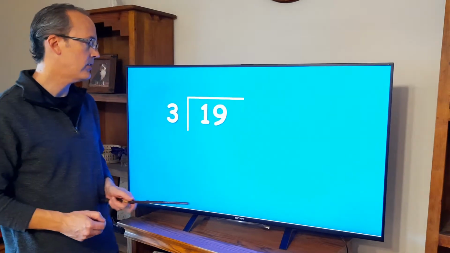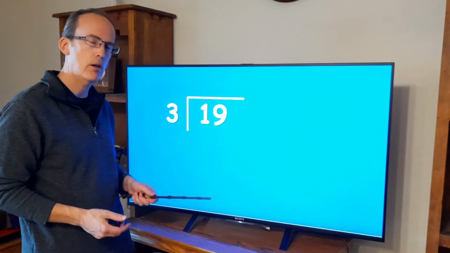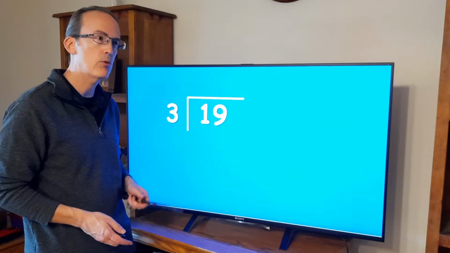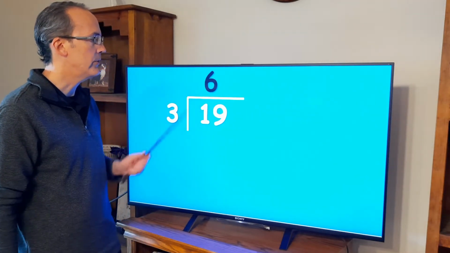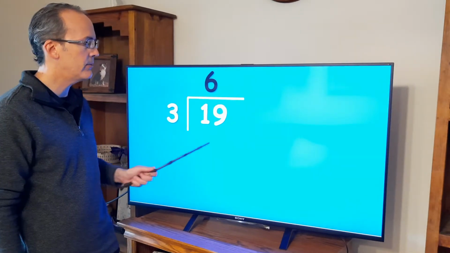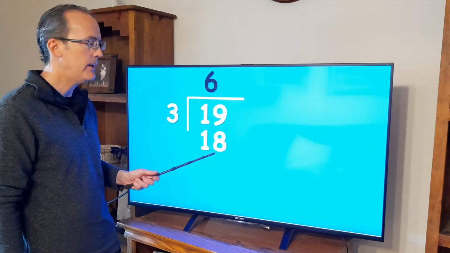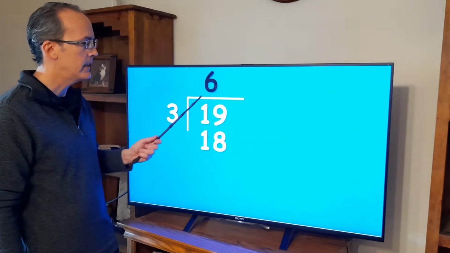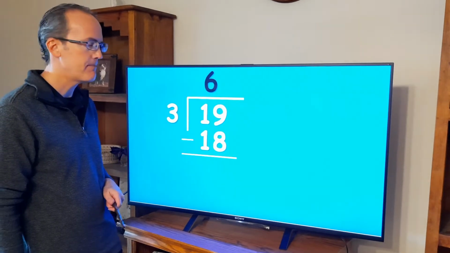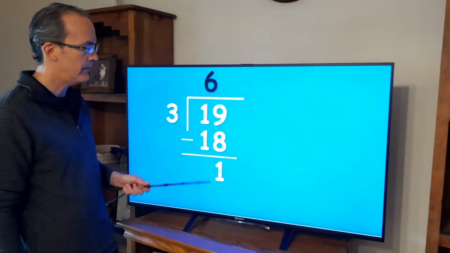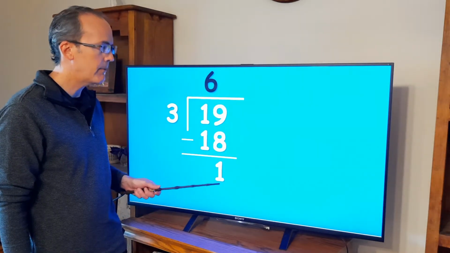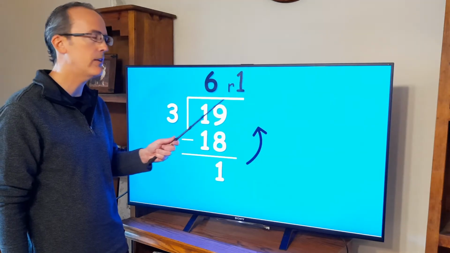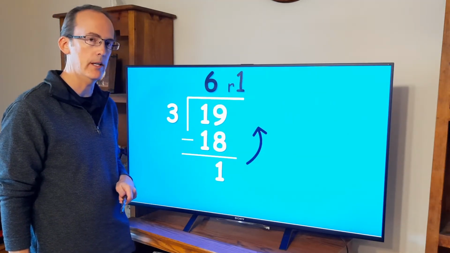So if I do my 3 song, 3, 6, 9, 12, 15, 18, 21, I have to stop at 18, which was 6. So 3 times 6 gives me 18. I write this below the dividend, and then what I do next is subtract. 18 from 19 gives me a remainder of 1, so I have 1 left over. And I'm going to bring that up here for a full answer of 6, remainder 1.